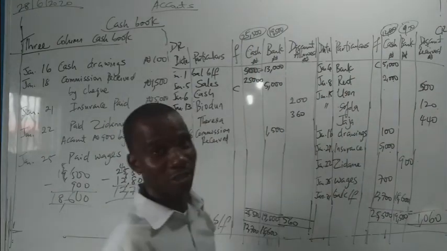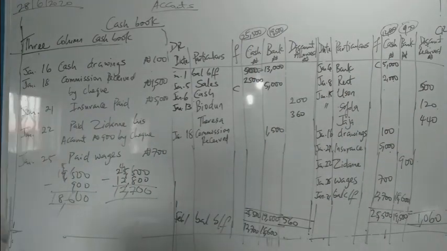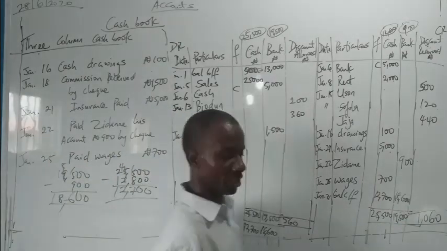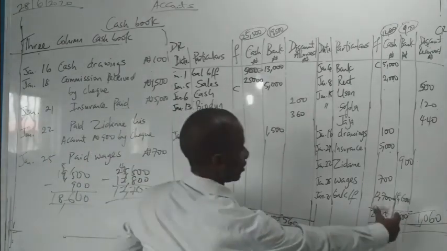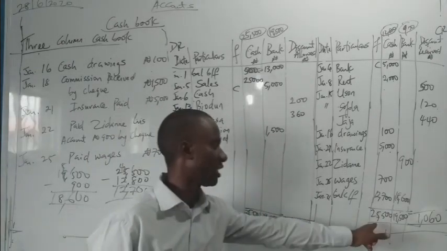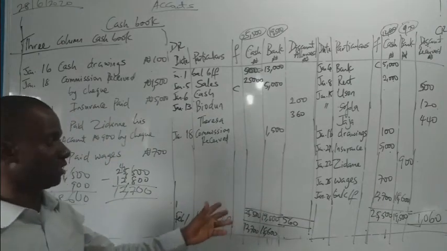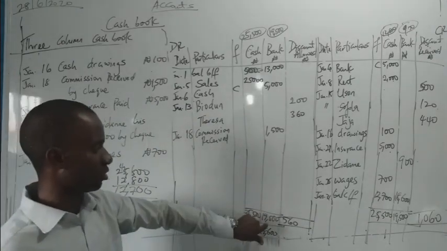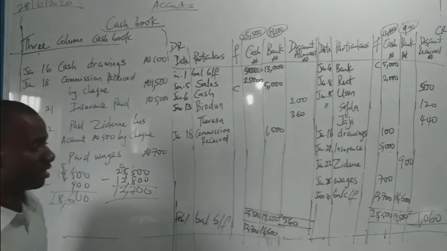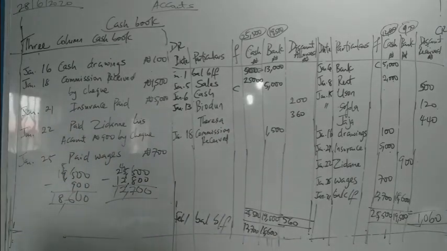These two memorandum, they are not part of double entry. They are just for reference sake. That is why their total is not the same. But for these other ones, they are part of double entry. That is the cash and the bank on the debit, cash and the bank on the credit. They are part of the double entry. Hence, their total must be the same. Okay? So thank you. We'll move on to the next, which is the trading profit and loss account.